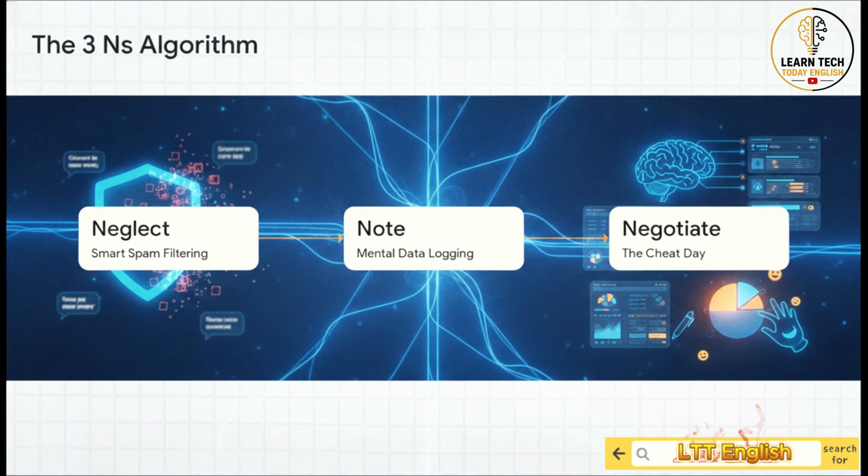And that brings us to the ultimate software patch, the 3 N's algorithm. This is your precise 3-step method to silence the chatter. Step 1 is neglect, our smart spam filtering. Step 2 is note, our mental data logging. And step 3 is negotiate, which is basically the cheat day. Let's break down exactly how to install each of these patches, starting with the first one.